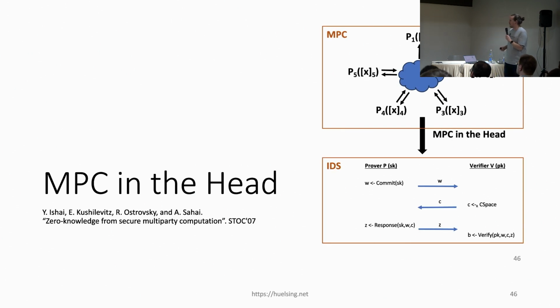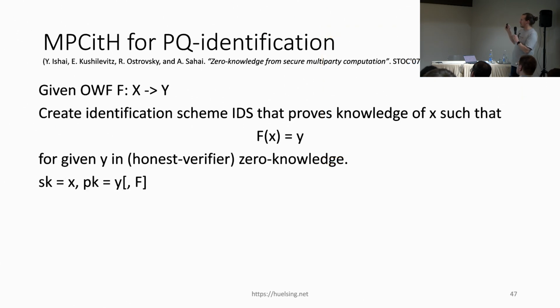So, how do we get such an identification scheme from MPC in the head? This is something that goes back to a paper from 2007 by Ishai, Kushilevitz, Ostrovsky, and Sahai. I think this was actually in the context of masking, so something like how do you make secure hardware implementations, but it really took off in the context of post-quantum signatures.